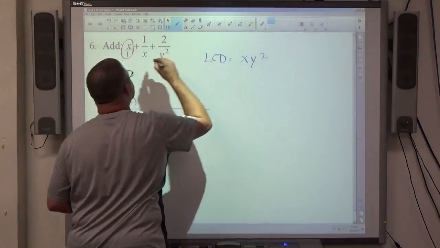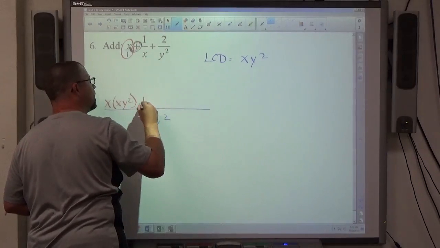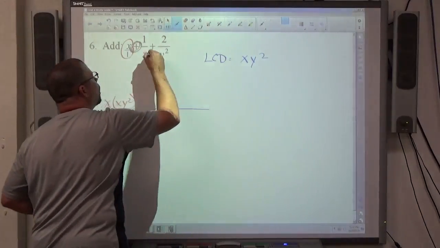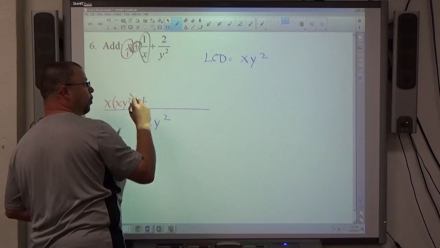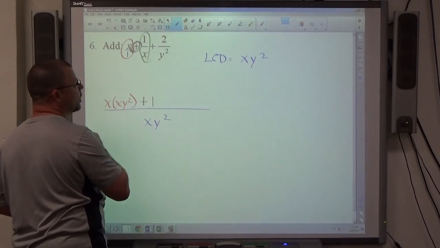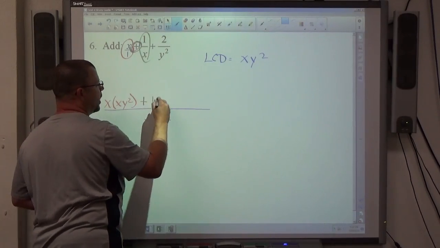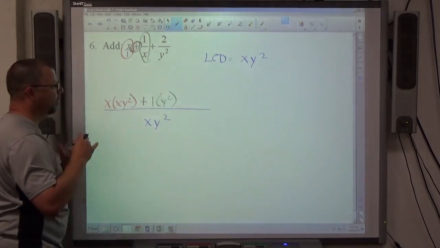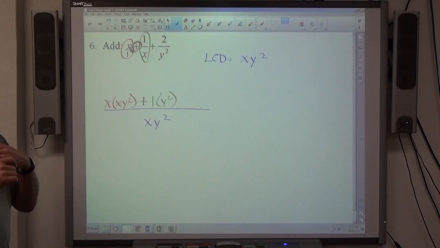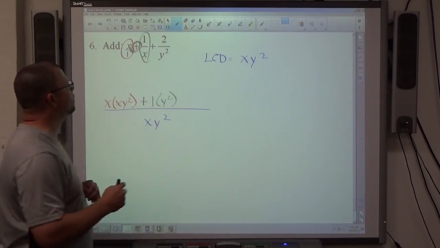Plus the second fraction, 1 over x. It was 1, so 1 is what it was. X is what the denominator was, and y squared isn't there. Y squared is there now, so y squared is new. So again, what was it? What changed? That goes on top also.